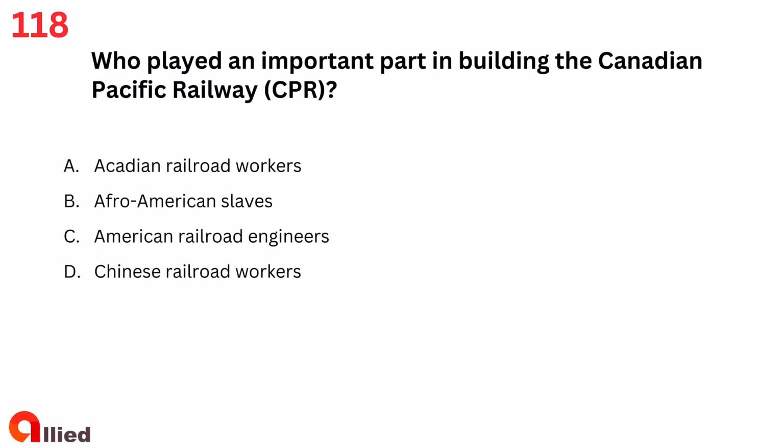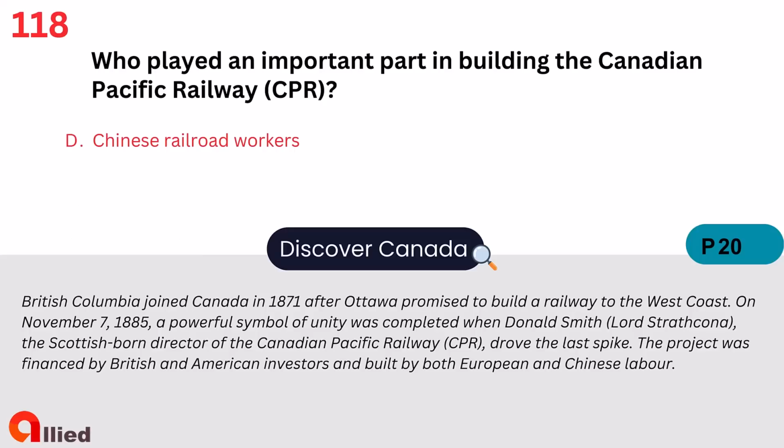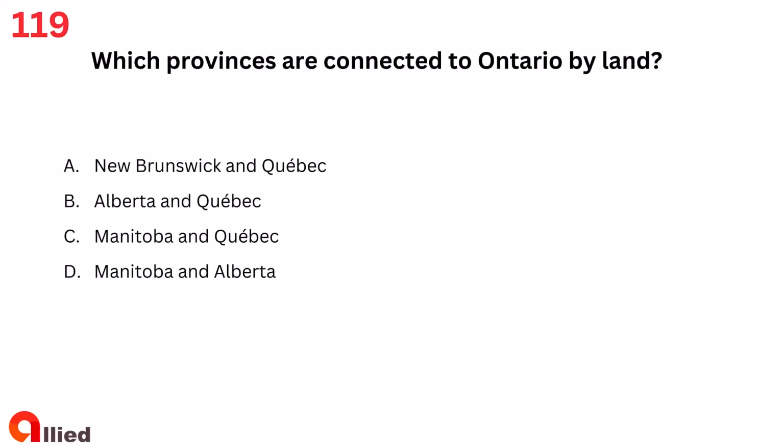Question 118. Who played an important part in building the Canadian Pacific Railway, CPR? A. Acadian railroad workers. B. Afro-American slaves. C. American railroad engineers. D. Chinese railroad workers. The answer is D. Chinese railroad workers.